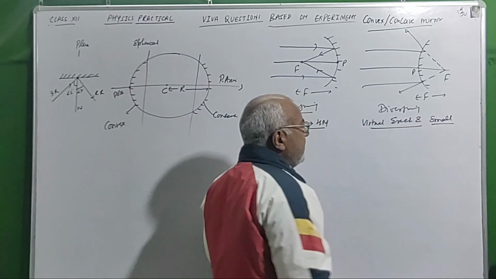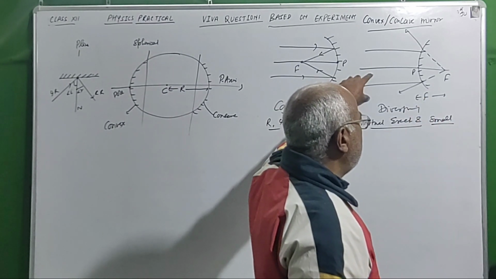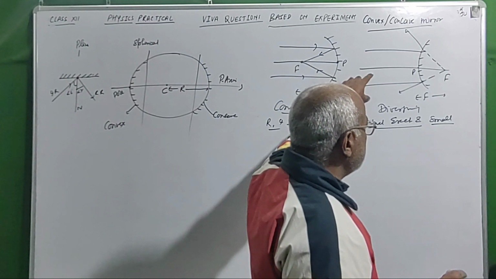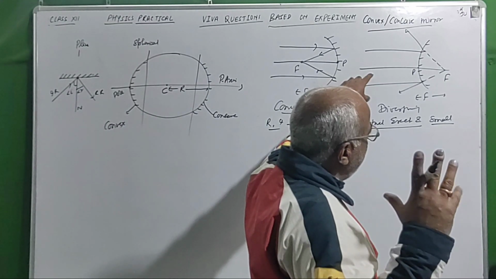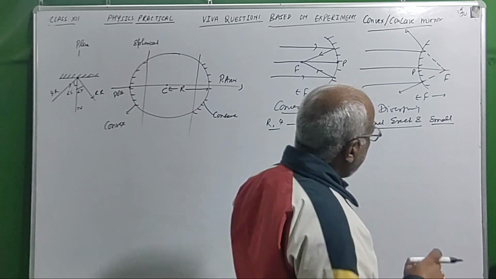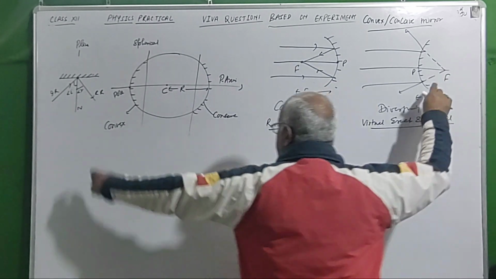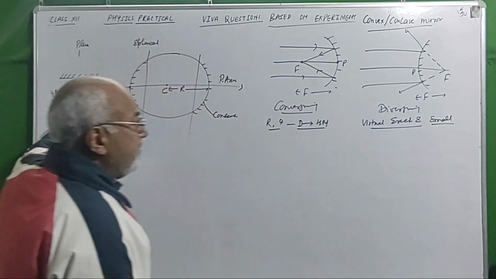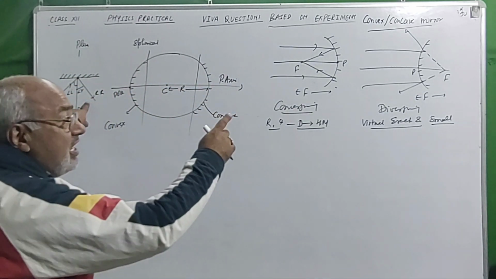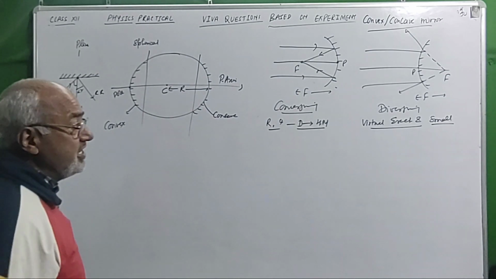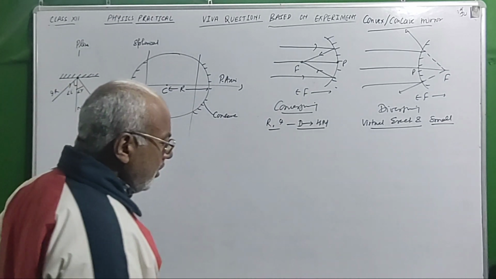Right? This mirror is used as the rear view mirror in vehicles, because it covers a large area and forms a very small image, and the image formed by a convex mirror is more intense than the image formed by a plane mirror. Why? Because it forms a very small image, so intensity increases. Right?